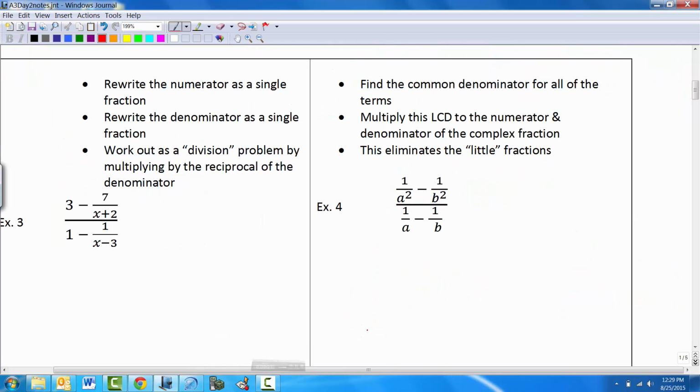Okay, now we look at what's called a complex fraction, which is a fraction within a fraction. And I'm going to show you 2 different ways to do this question, and really you can pick one. I could, as a teacher, just show you one and just focus on that, and then everyone would be the same.